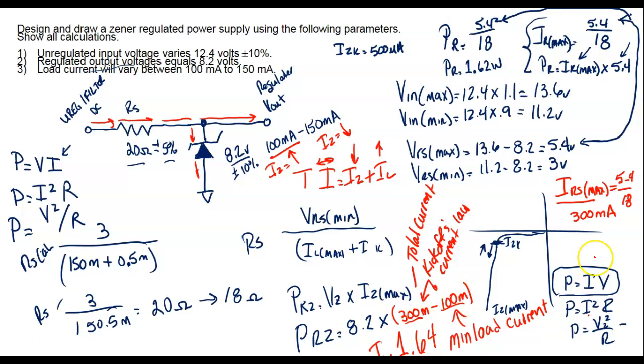300 milliamps, 5.4, it can't come up to be the same. Because one of them's dropping a maximum 5.4 volts, and the Zener's dropping 8.2 volts. Had a lower current. I guess it might, yeah, it might.